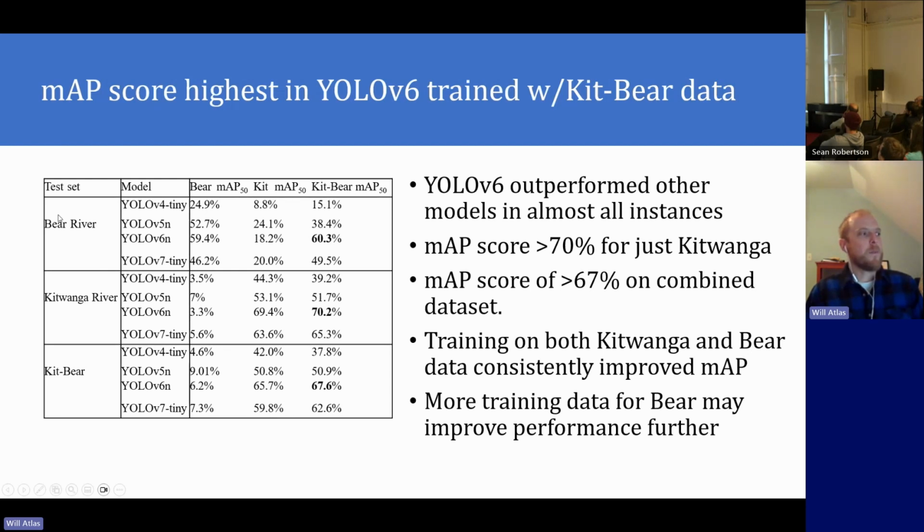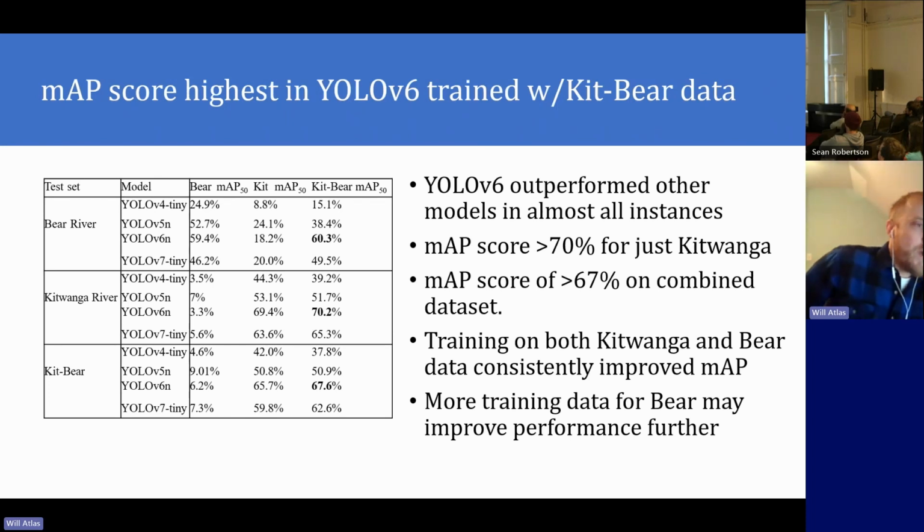So you can see for the Bear River test set, a model trained on both Kitwanga and Bear achieved a model-wide mAP score of 60.3%. For the Kitwanga test set, a model trained on Kit and Bear achieved 70% model-wide mAP score. And then for a test set comprised of both, a model trained on both achieved a 67.6% mAP score.